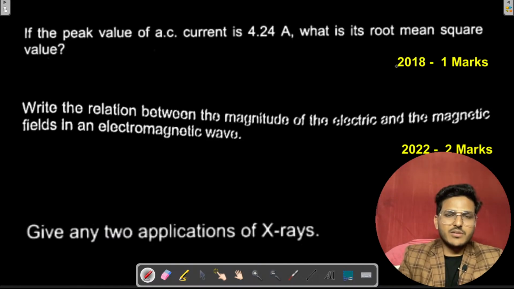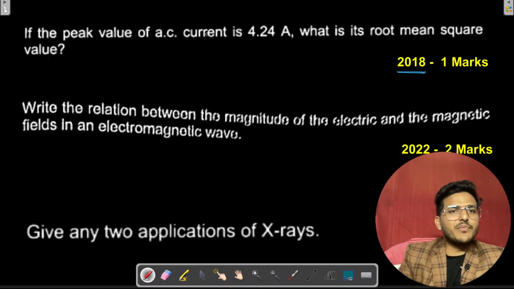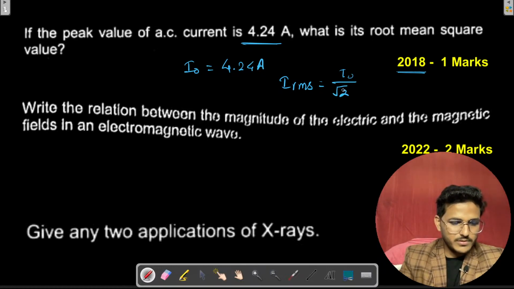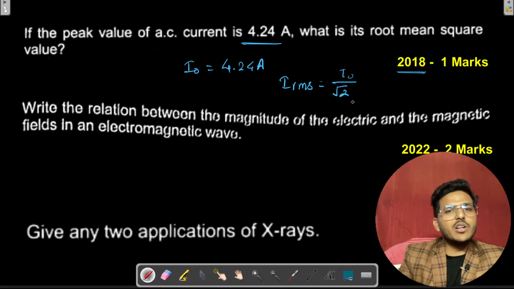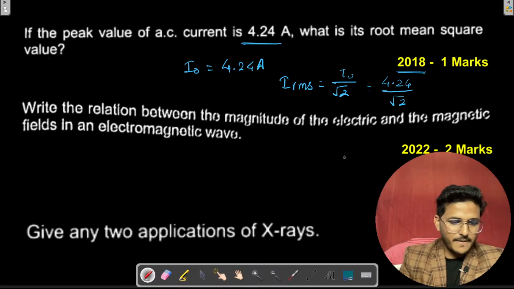Now moving to 2018. If the peak value of AC current is 4.24, that is the value of I naught, what is the root mean square? I RMS equals I naught upon root 2, that is 4.24 upon root 2.